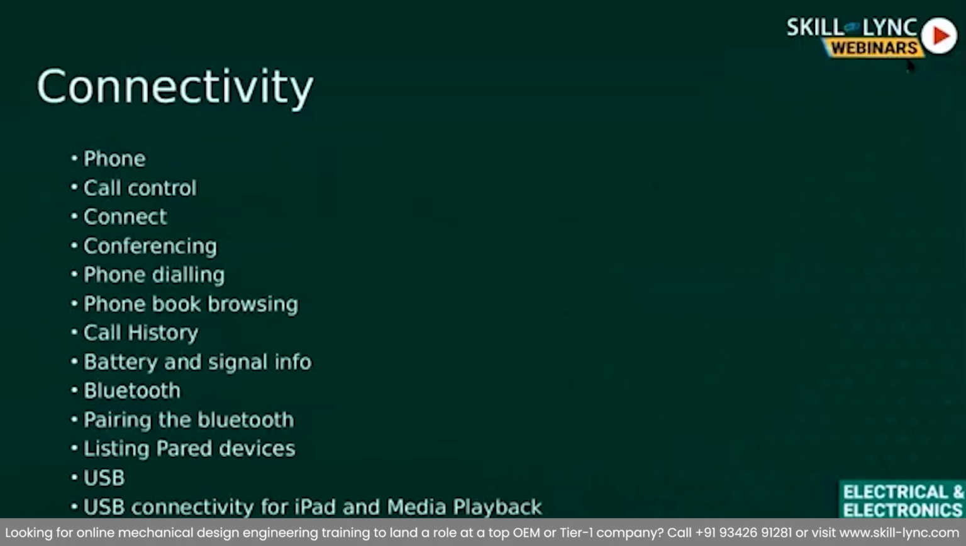So let's move on to the next topic, which is connectivity. Connectivity covers the following features in a car: call control, conferencing, phone dialing, Bluetooth, USB connectivity for iPad, and multimedia playback. So these are the features of connectivity in a car.